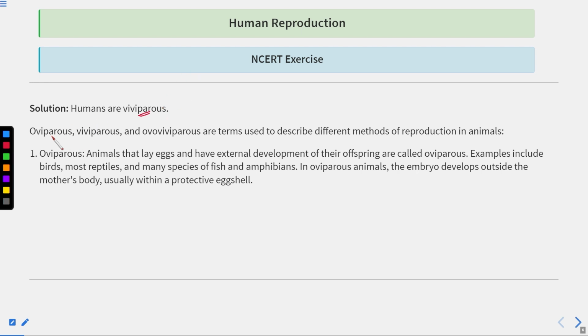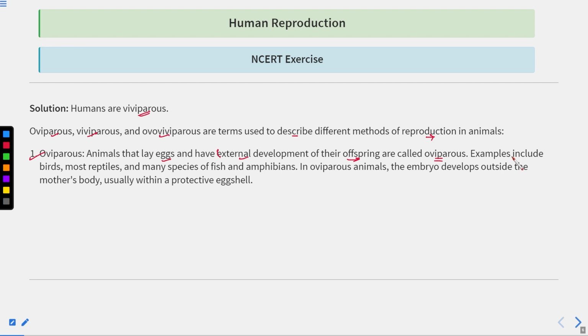Now let's have a look at what is oviparous, viviparous, and ovoviviparous. So these terms are used to describe different methods of reproduction in the animals. So there are three different methods of reproduction in the animals. First is oviparous. So these are the animals that lay eggs and have external development of their offsprings. So egg laying animals, these are known as oviparous. And eggs, they are laid outside the body. So the development of the offsprings will take place outside the body. So external development of the offsprings takes place in oviparous animals.